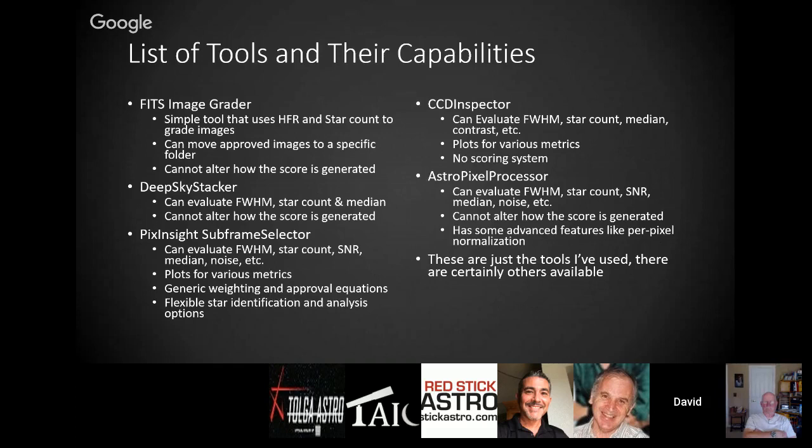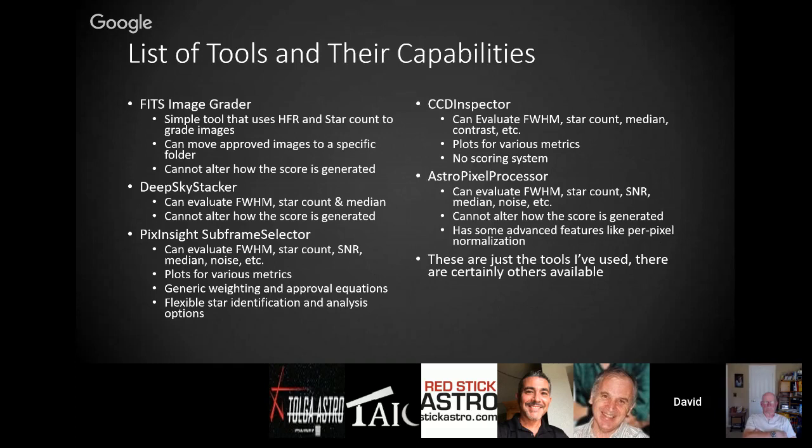CCD Inspector is very similar to Subframe Selector. You can evaluate full width half maximum, star count, median, contrast, a few other things in there. You can generate plots for various metrics. It doesn't really have a scoring system, but it has an image viewer, so you can look at the images and compare and see whether this really matches up with what the tool is reporting. It has a few other options in there for doing collimation and looking at field curvature and things like this as well.